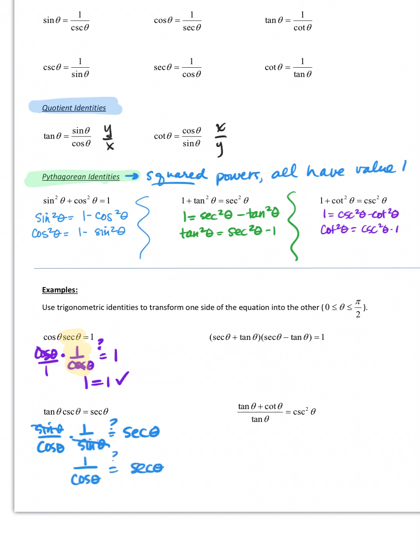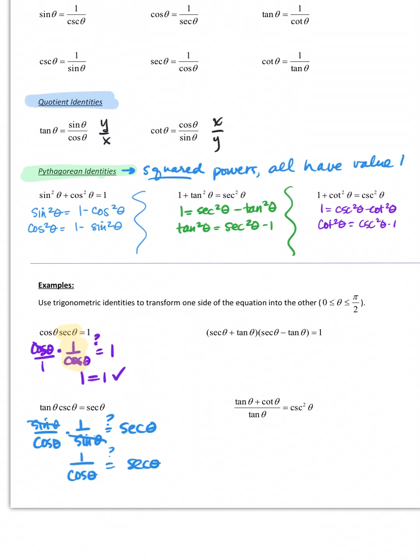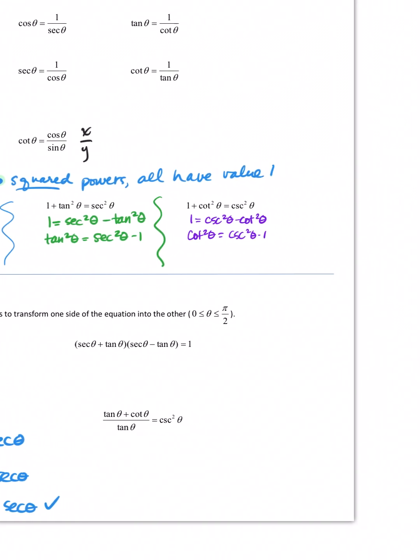Well, one of our reciprocal identities at the top says it does. So we can rewrite this: secant theta equals secant theta. Once you have them equal, you're done. But you have to show your steps. You have to show the work. Now the next two look a little more cumbersome, but we can do this.